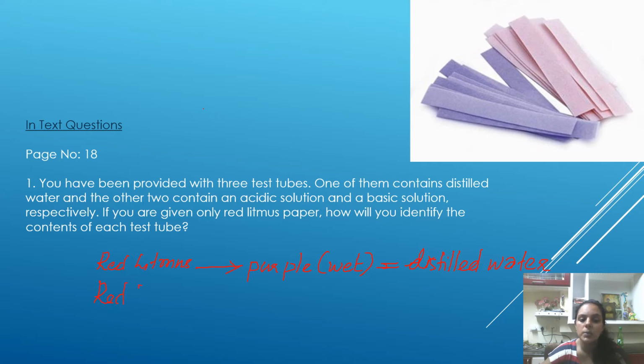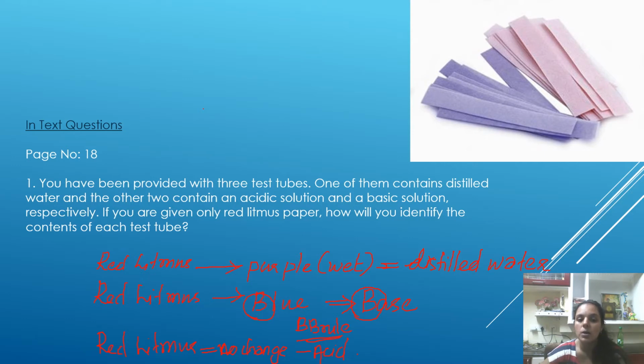Okay, we are dipping this red litmus paper into the second test tube. You can see the red litmus paper changes color to blue, then we can write it as base. Here B and B, that means the B rule: base is always blue in color. And if the red litmus paper doesn't change its color, no change, then we can say that it is an acid. So these are the inferences we get while doing this experiment.